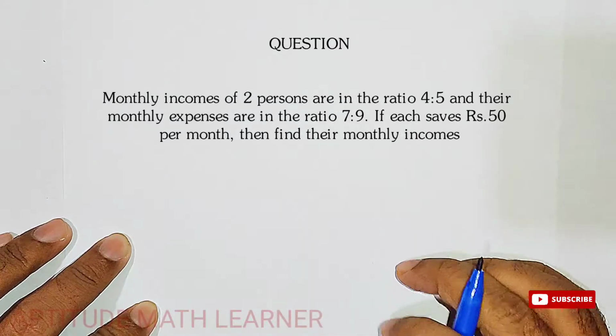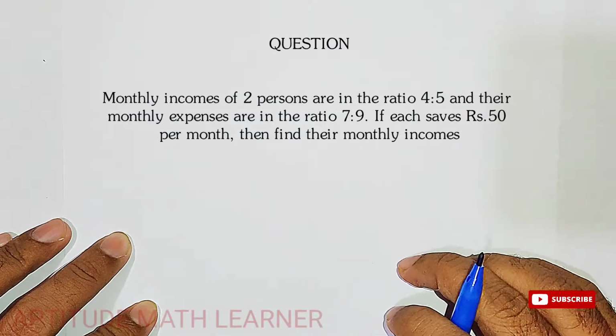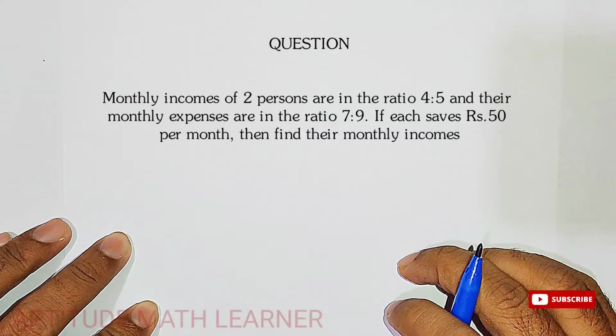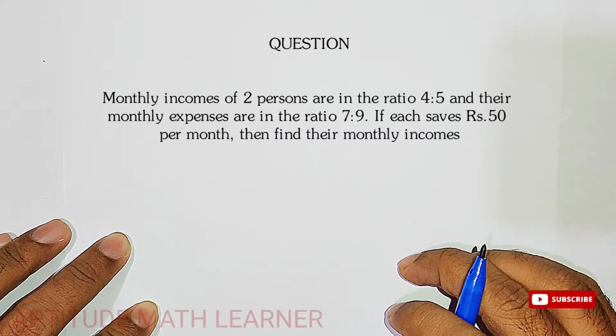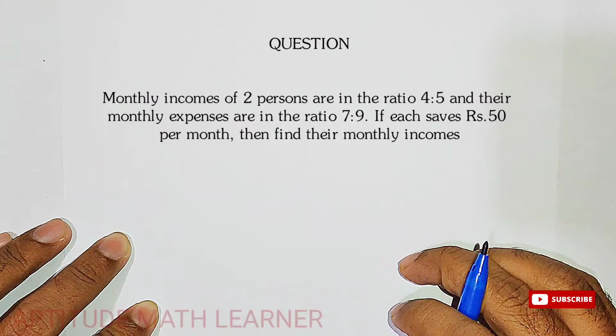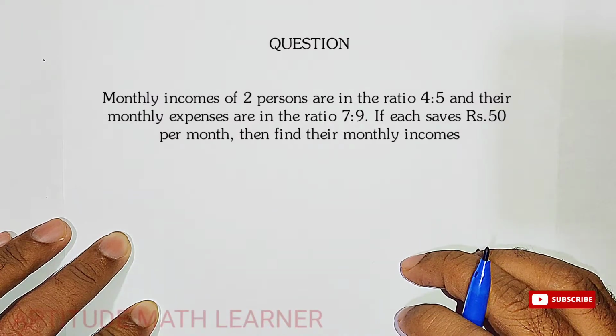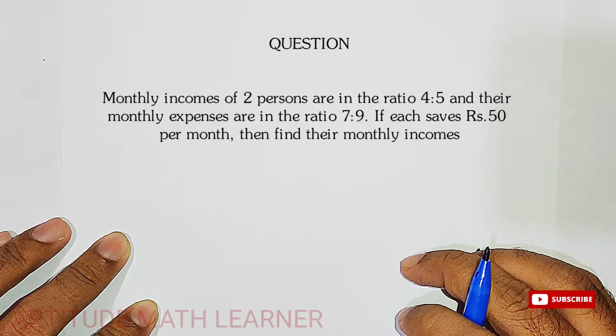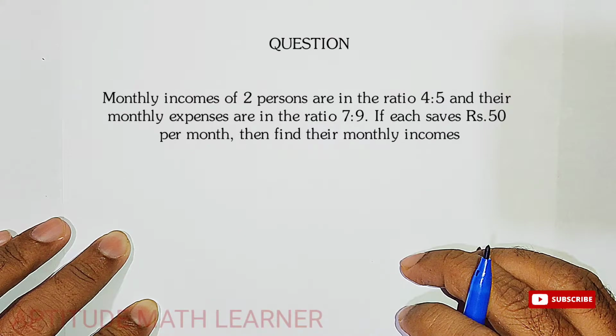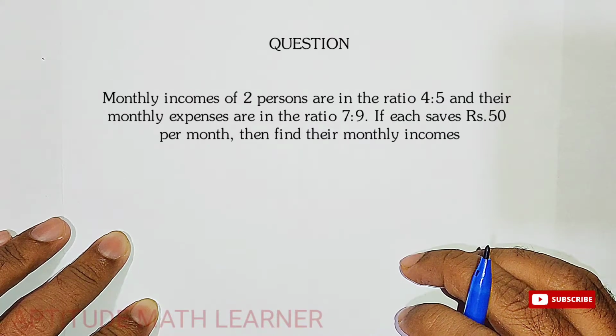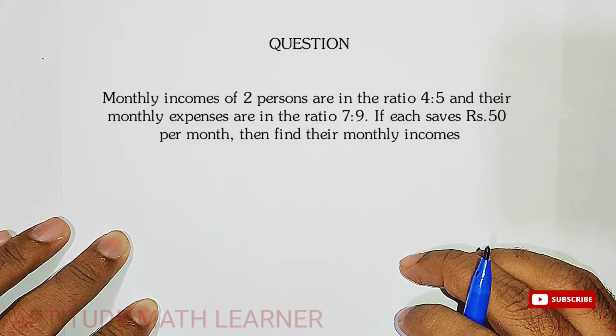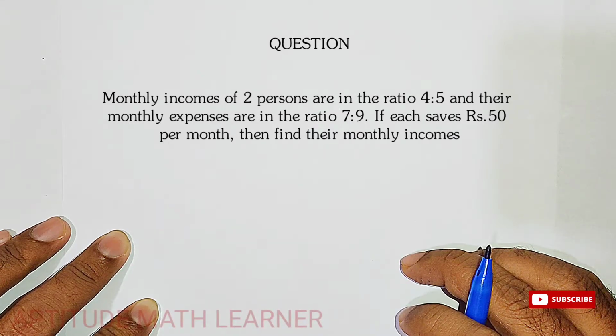So guys, today we are having another interesting question, and that is related to the incomes and expenditures of a person. The question is: the monthly incomes of two persons are in the ratio 4:5 and their monthly expenditures are in the ratio of 7:9. If each saves rupees 50 a month, what are their monthly incomes?